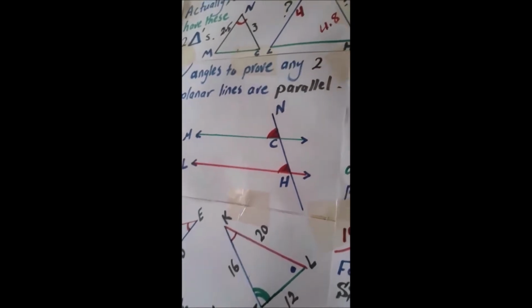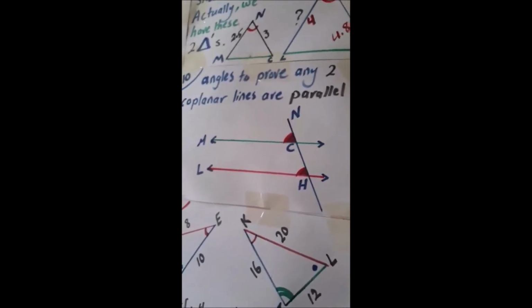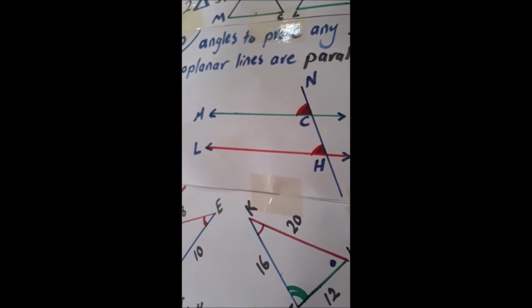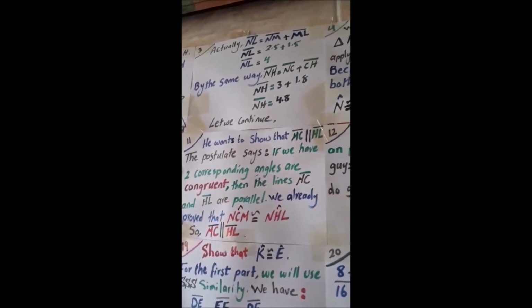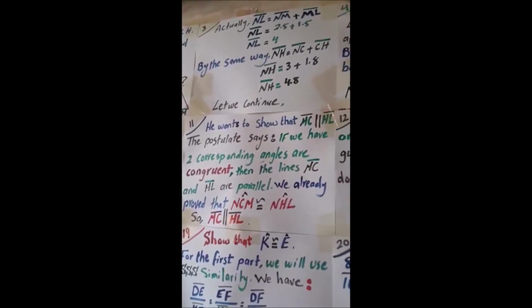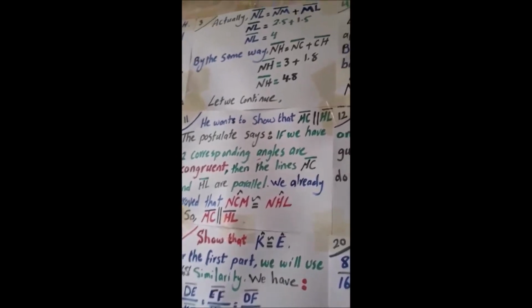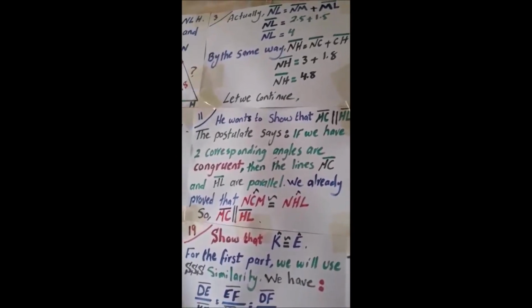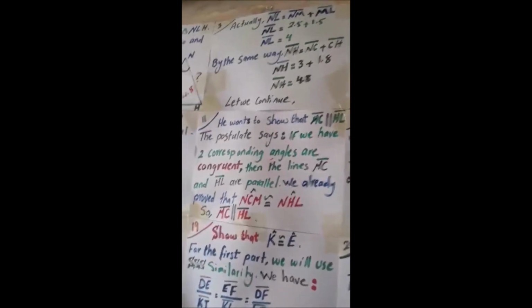So that means this angle and this angle, and if you focus, these two angles are corresponding angles. So he wants us to show that these two lines are parallel. I will remind you about this postulate. It says that if we have two corresponding angles, this one and this one, and they are congruent, then the lines MC and HL are parallel. So we call it the converse of corresponding angles.